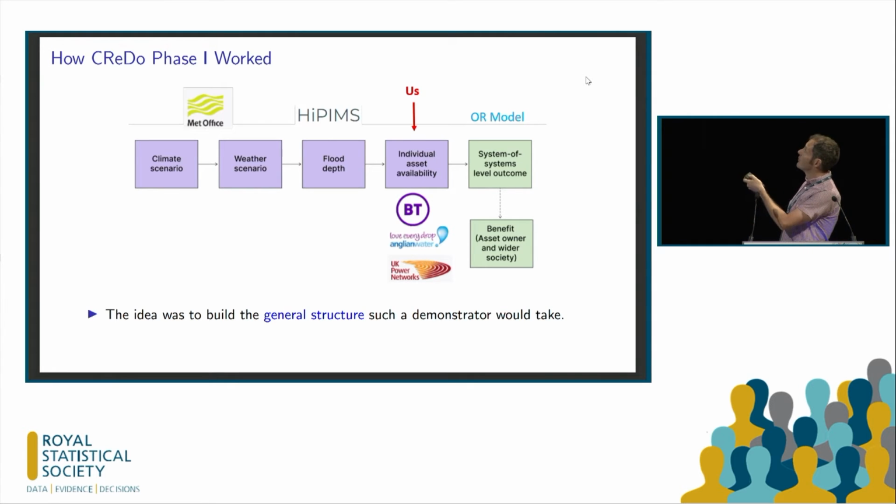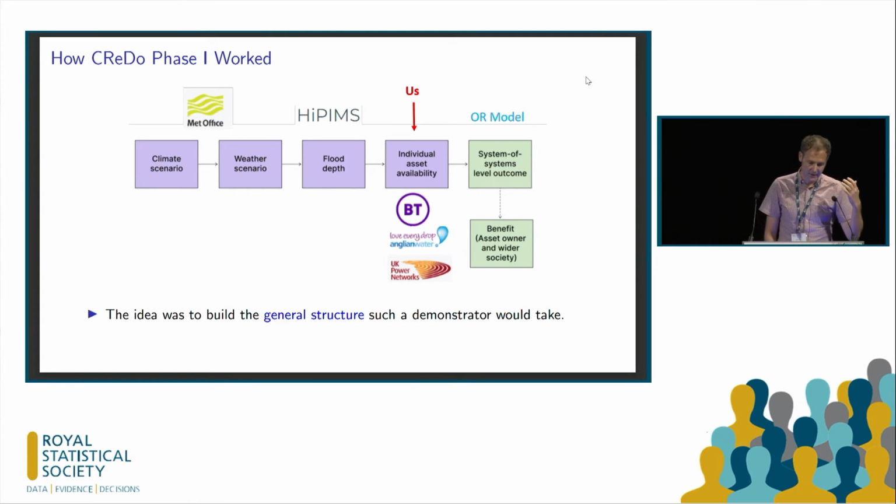And then following on from us, and I'm going to talk about this over the rest of the time that I've got, there was then an operational research model developed by the University of Edinburgh, and they took essentially our probabilities of failure, and they simulated binary events from them, and then they thought about the cascading failures that could happen in the network from that.